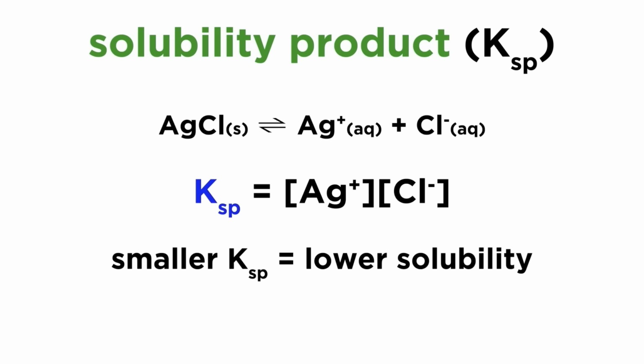Soluble salts will have KSP values of greater than 1, while salts that we regard as insoluble will have very tiny KSP values. The smaller the constant, the fewer the ions that will be present in solution, and therefore the less soluble the substance must be. And compounds that are extremely water insoluble will have KSP values on the order of 10 to the negative 30, negative 50, or even smaller.